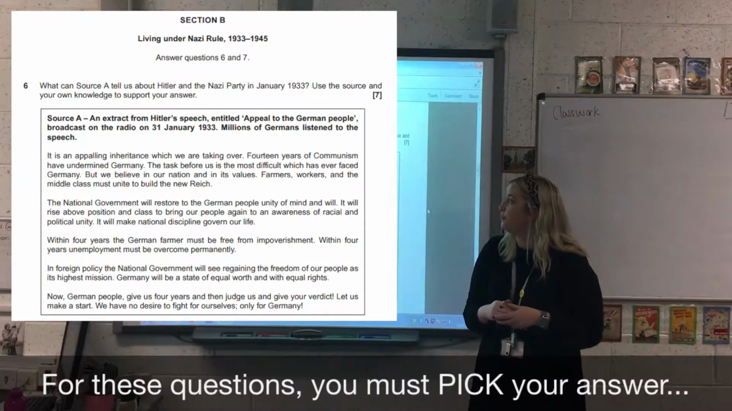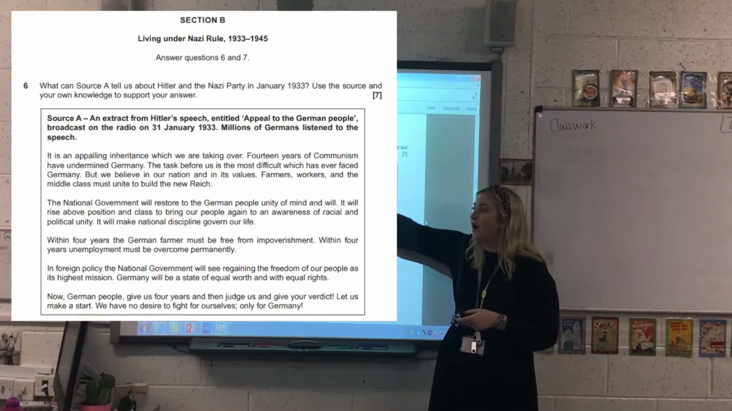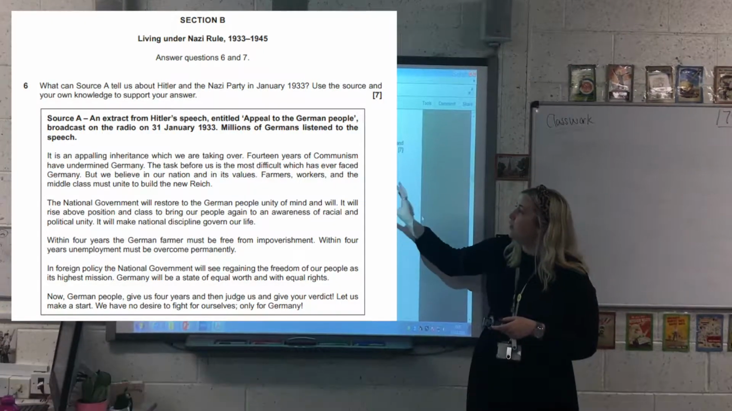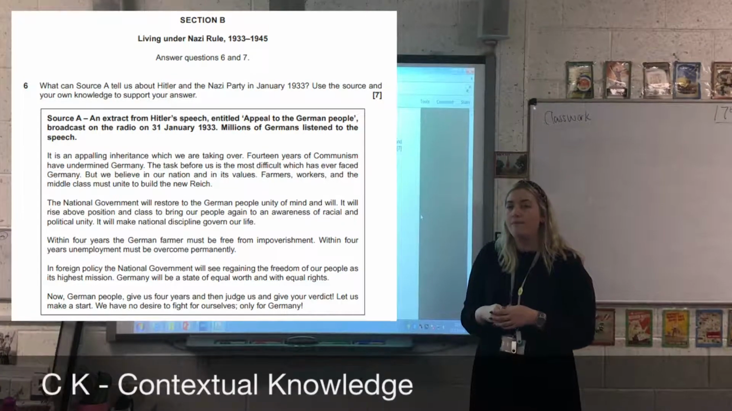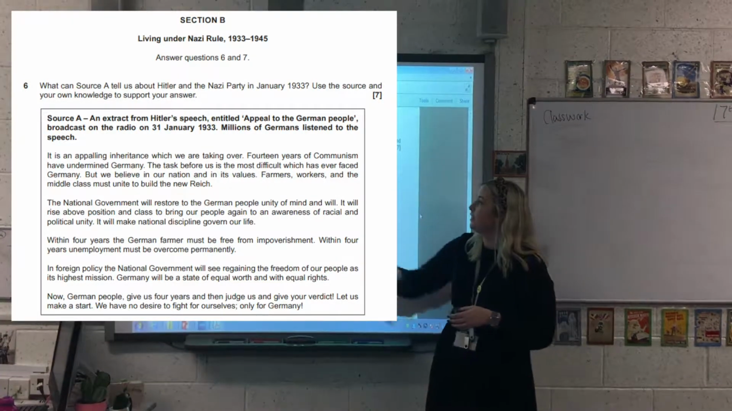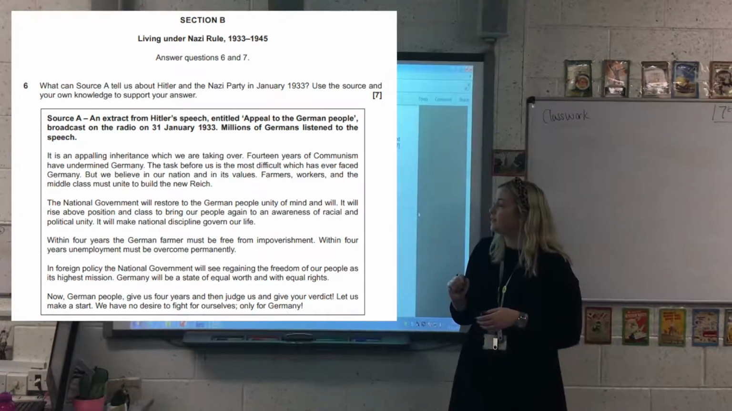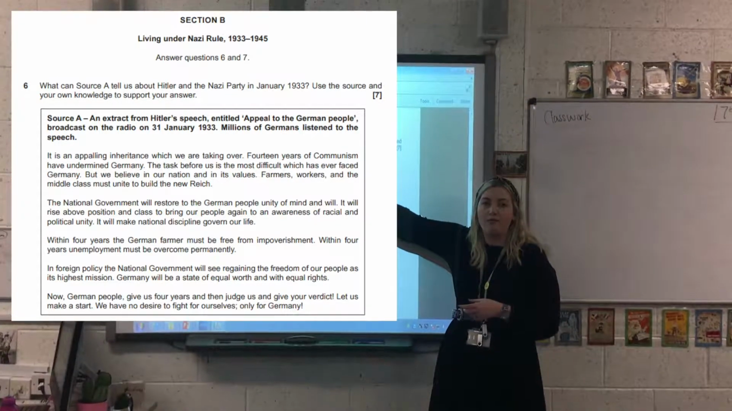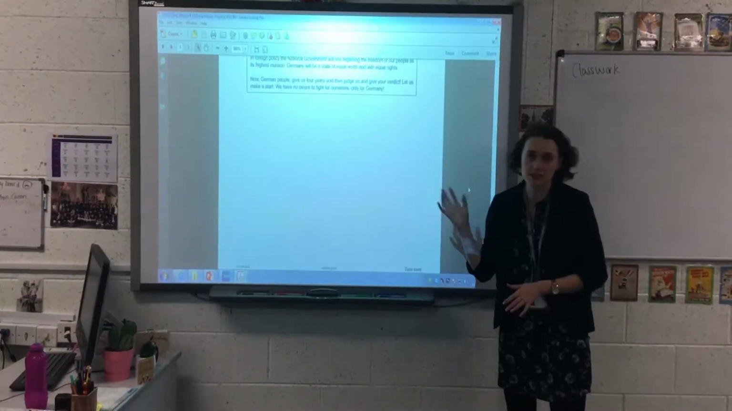So P, purpose. Why was this created at the time it was made? I is for inference. What can you get or suggest from that information? And CK is contextual knowledge. Make sure that your contextual knowledge links to the date that the source was created. For example, in this case, it's January 1933, so you can't mention any information following that date. It has to be linked to that directly. So you'll roughly spend about 10 minutes on that 7-marker.